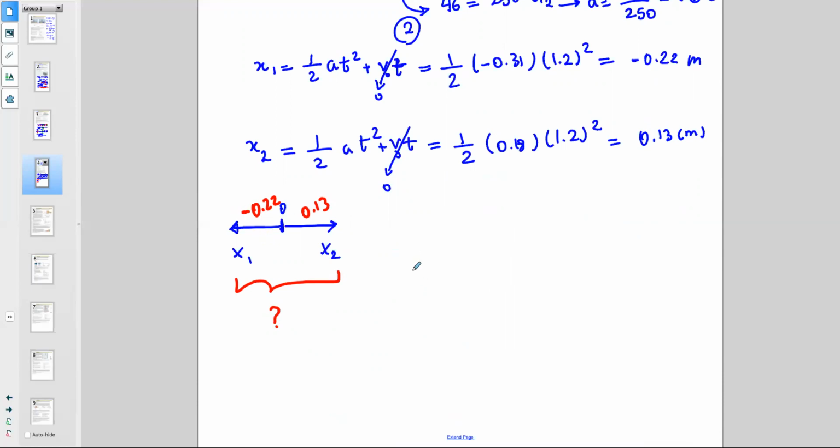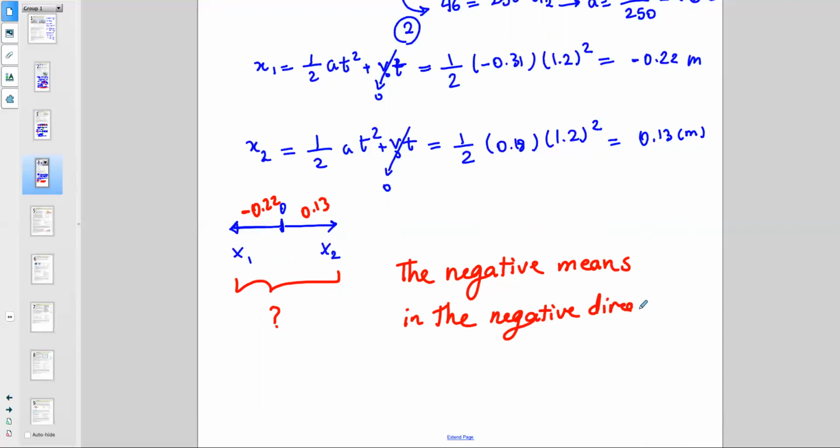This negative here means in the negative direction. Okay, that's what it means.